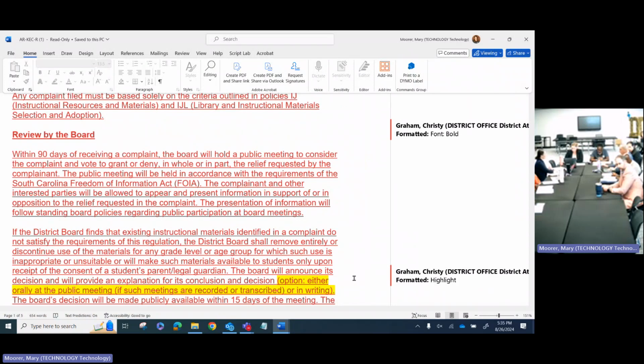Because that is unclear as to whether or not that is applicable to the complainant and the administration, or just to those wishing to make public comment about it, it was our recommendation to clarify that and say that the board may want to consider permitting the complainant and a representative of the district citizens review committee a longer period of time, 5 minutes or 10 minutes, to present their information, and that any other parties would speak in accordance with board policy, which is 3 minutes each.